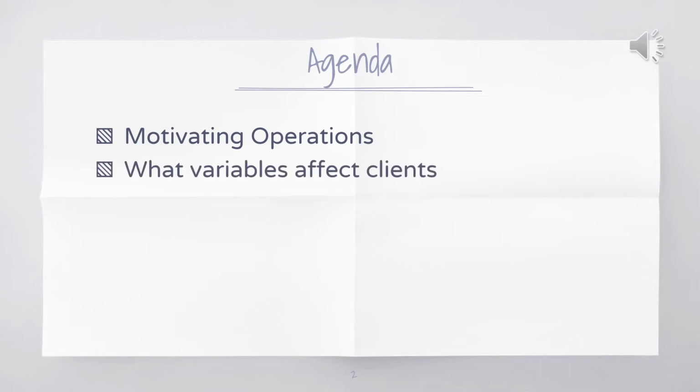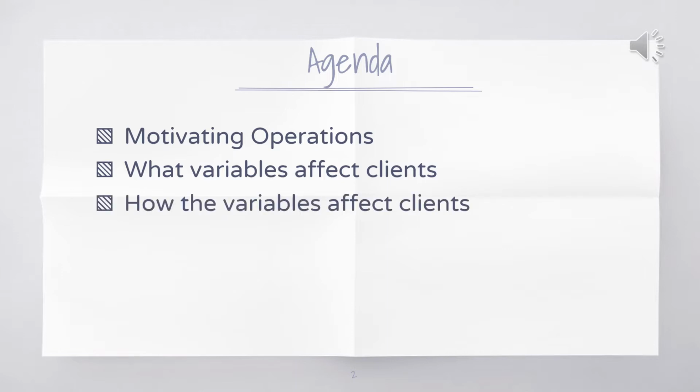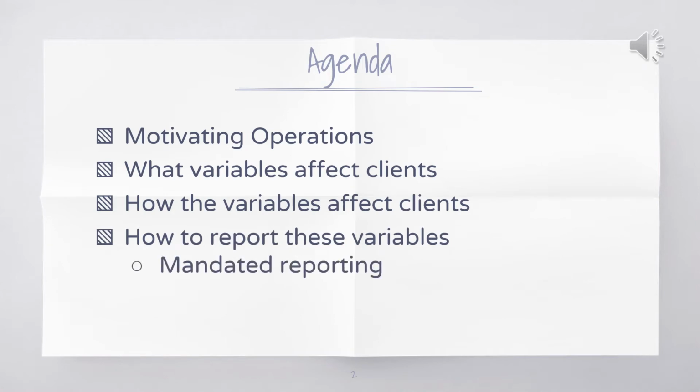In this PowerPoint, we will cover the topic of motivating operations briefly. Then we will discuss what variables affect clients. Then we will discuss how each of those variables do affect the clients. Last, we will discuss how to report these variables, including a section on mandated reporting. And last, we'll conclude with a references page.